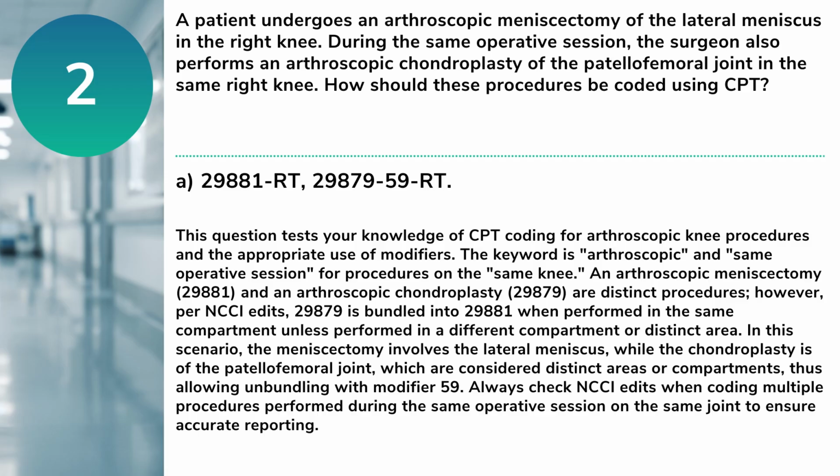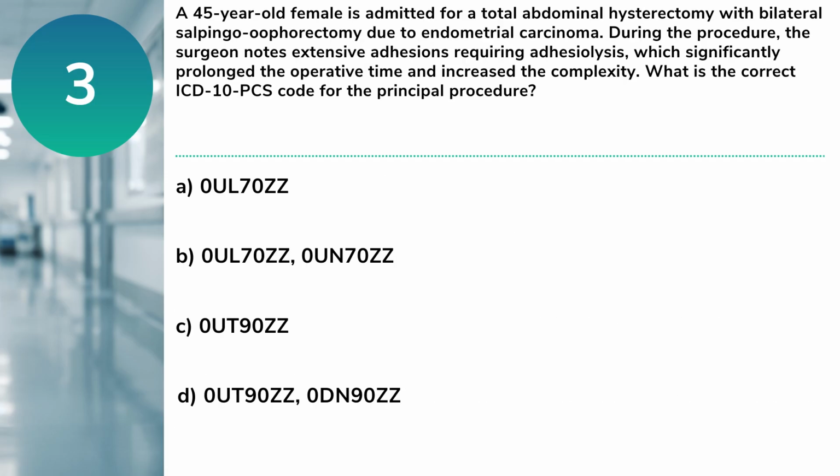Question 3. A 45-year-old female is admitted for a total abdominal hysterectomy with bilateral salpingo-oophorectomy due to endometrial carcinoma. During the procedure, the surgeon notes extensive adhesions requiring adhesiolysis, which significantly prolonged the operative time and increased the complexity. What is the correct ICD-10-PCS code for the principal procedure?